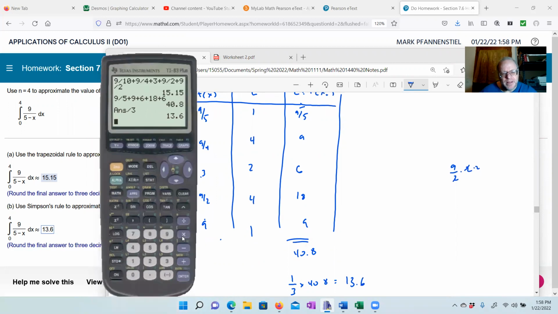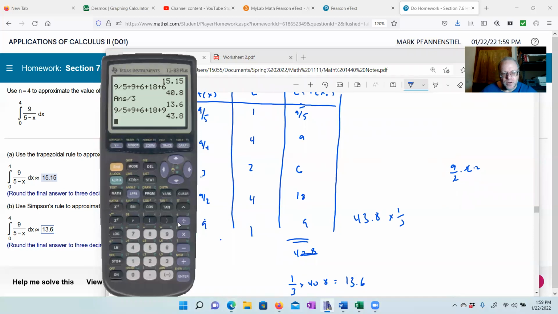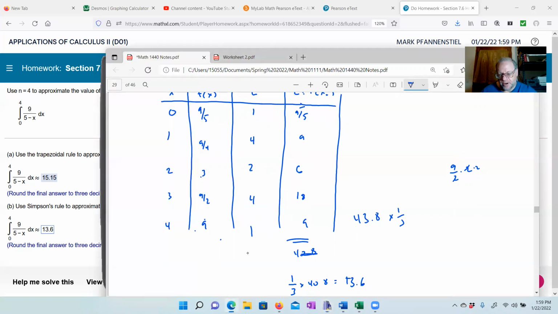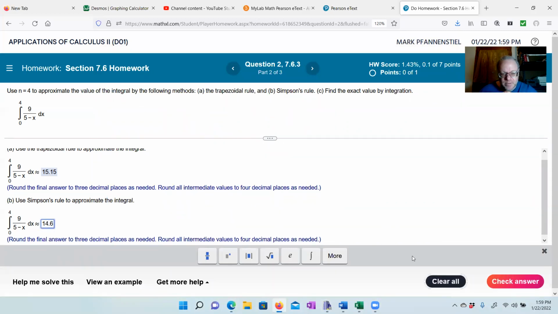Sorry about that. It's 9/5 plus 9 plus 6 plus 18 plus 9. That'll be a difference. So it's 43.8. And again, times 1/3, divide by 3 either way. So this is 43.8 divided by 3, 14.6. That looks a little bit better. So we'll say 14.6, and we'll check that one.